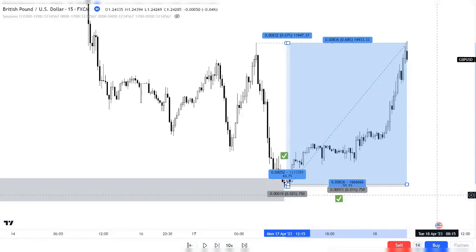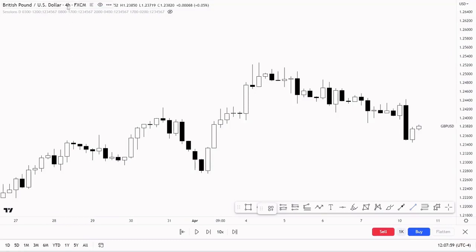Let us start with the structure mapping from higher time frame, then mark the point of interest, then wait for the change of character to take the entry. Now I'm in bar replay mode in the 4-hour time frame. Here 4-hour time frame is chosen as the higher time frame.